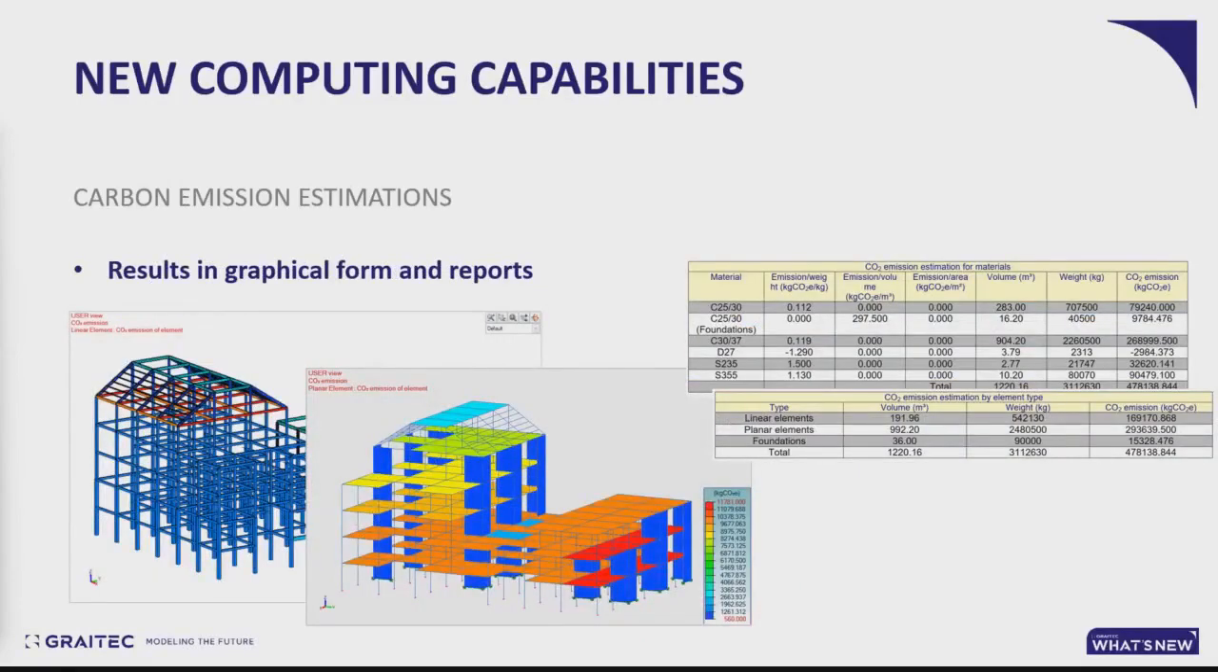The results of the carbon emission calculations are available in the graphical form and in the form of report tables. Graphically, we can see values per type of the element using values or colors. And the tabulated results can be presented by material, by element type, and also by systems. So in general, we can easily see the impact of each category of objects on carbon emission, and we can prepare documentation for that.